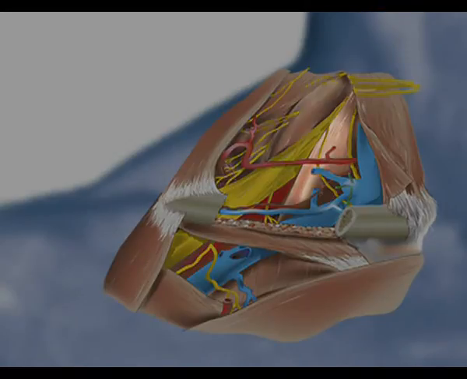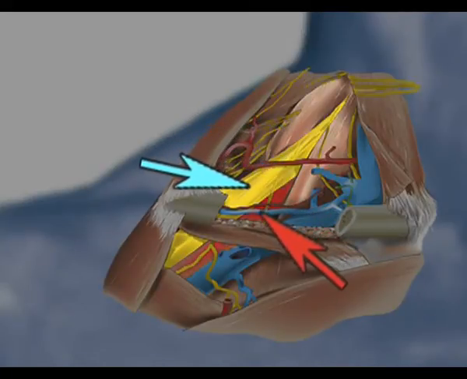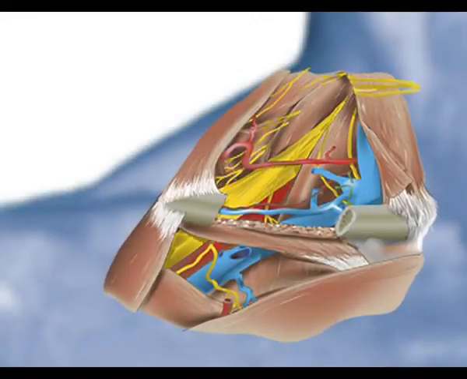Scalenus anticus and scalenus medius sandwich the brachial plexus and subclavian artery between them and have their attachment on the top surface of the first rib. The interscalene block is done at the level of cricoid cartilage and is at the level of the roots.